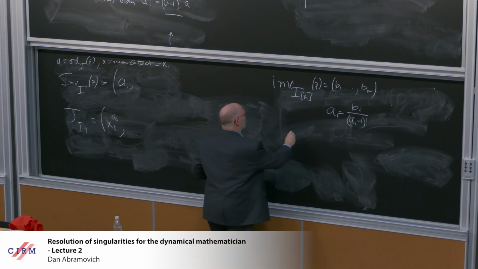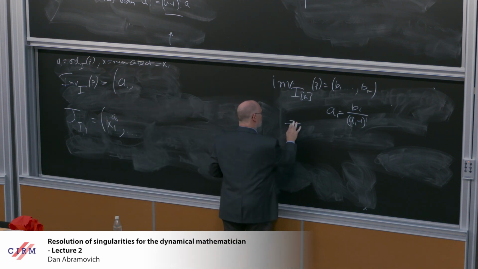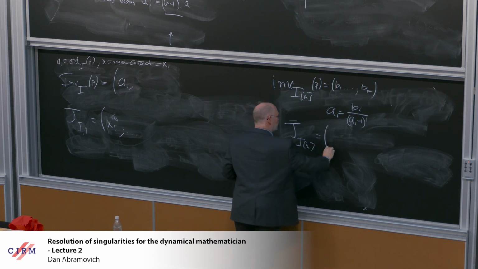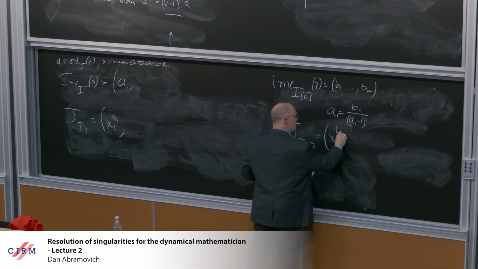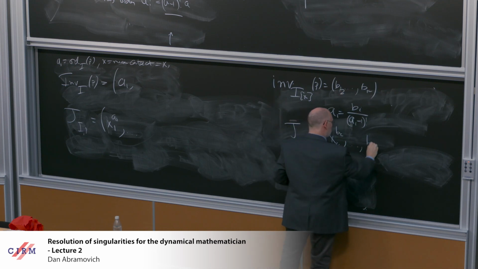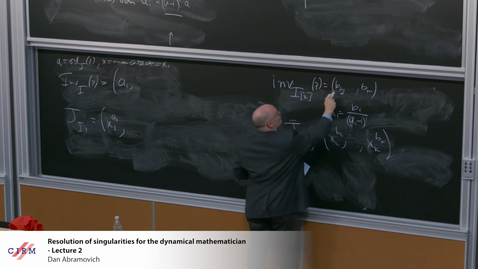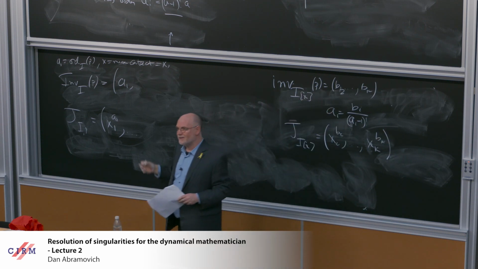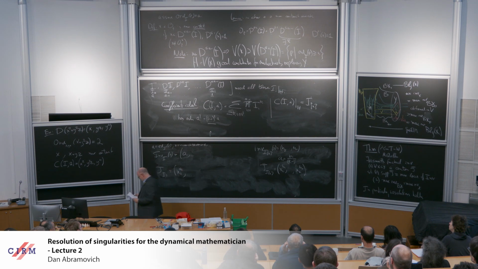If this is the invariant, then the center of I of X is of the form x2 to the b2 all the way to xk to the bk. I deliberately start this invariant with 2 so that it fits in the recursion.